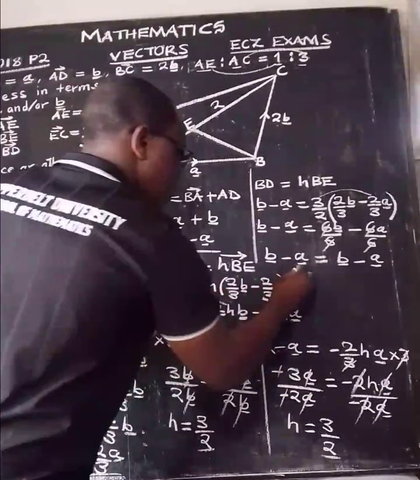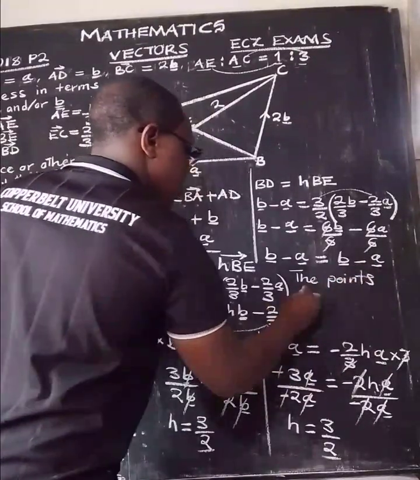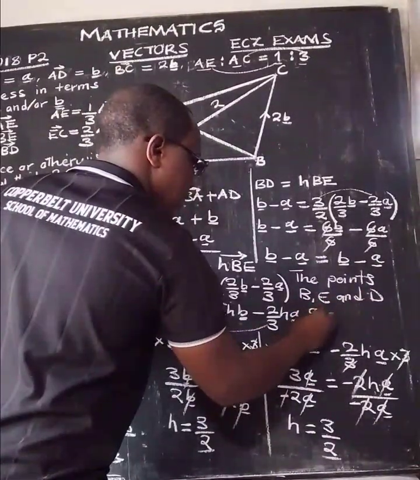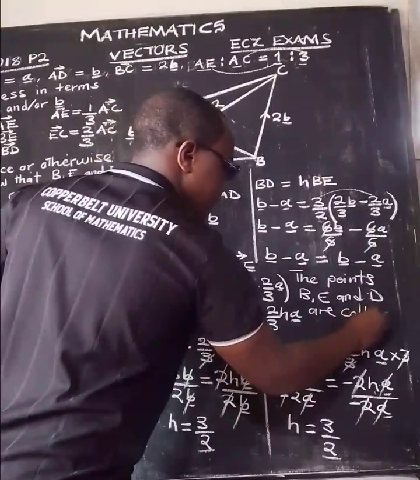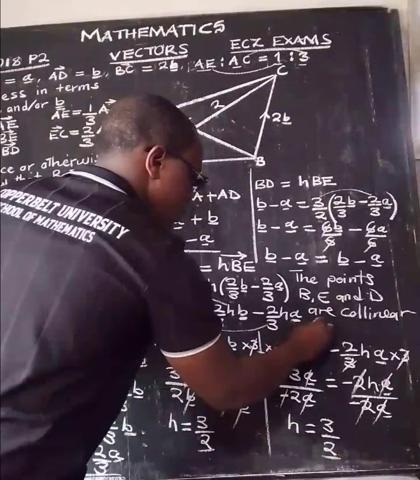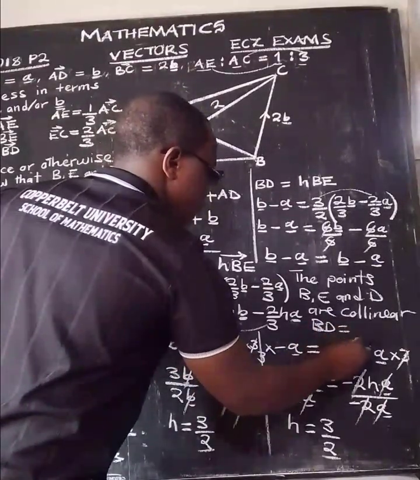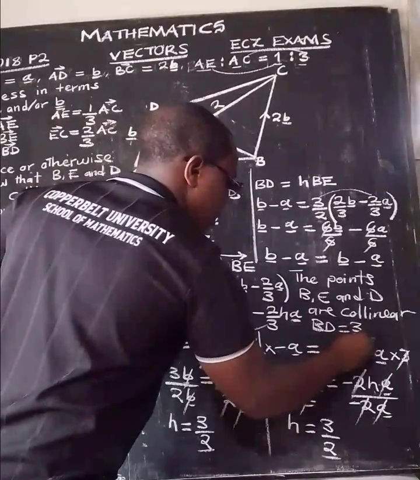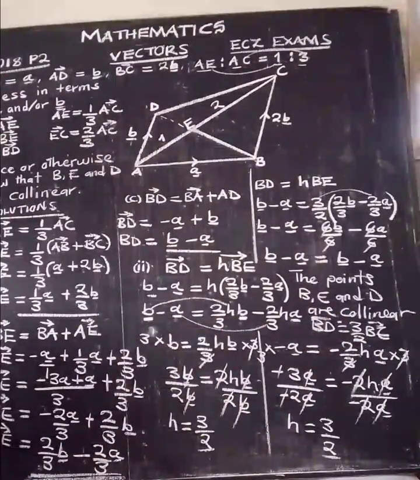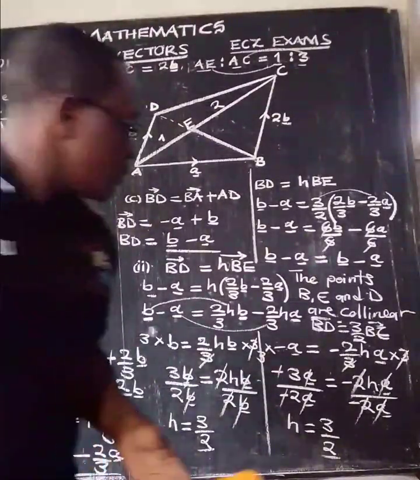So you say the points B, E, and D are collinear, since BD is equal to 3 over 2 BE. Okay, so this is the way you answer, guys. As simple as that. Okay.